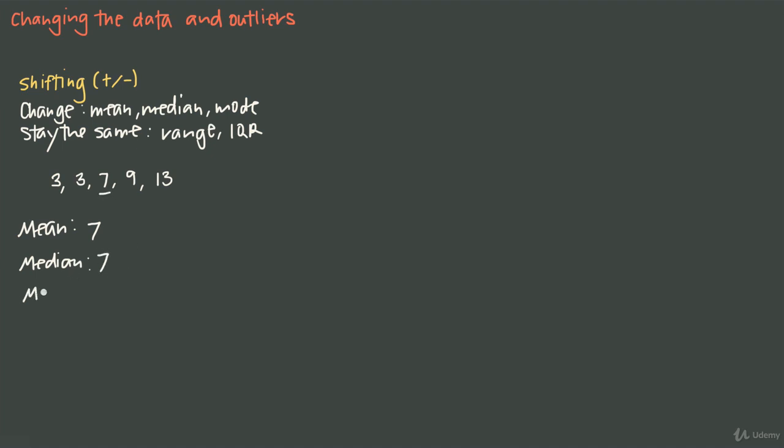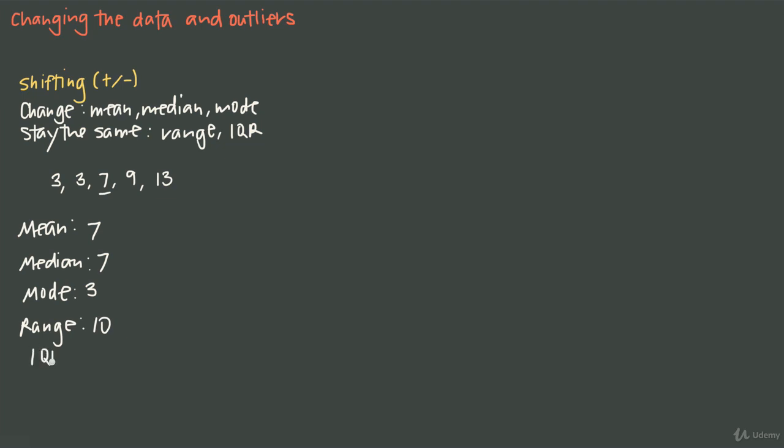And then the mode, we can see that the value 3 occurs more in our data set than any other. 7, 9, and 13 all occur one time, but 3 occurs twice. So the mode of the data set is 3. The range, remember, is the largest value minus the smallest value. So 13 minus 3 is 10.